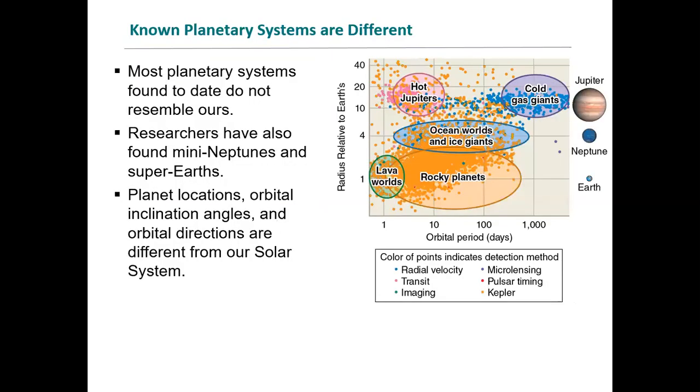So most planetary systems found to date do not resemble ours. Researchers have also found many Neptunes and super Earths. Planet locations, orbital inclination angles, and orbital directions are different from our solar system. So there's a lot of different scenarios of star systems, and they don't always look like ours. We're left with our origin story of trying to explain ultimately how did those rarities occur.